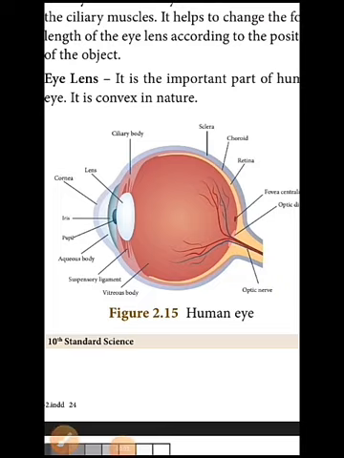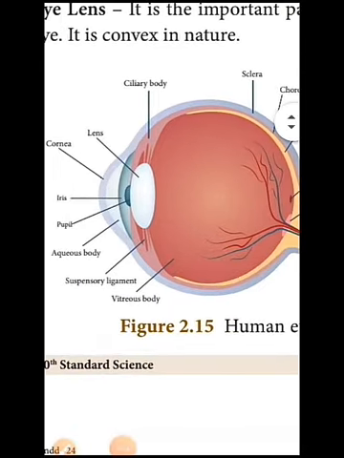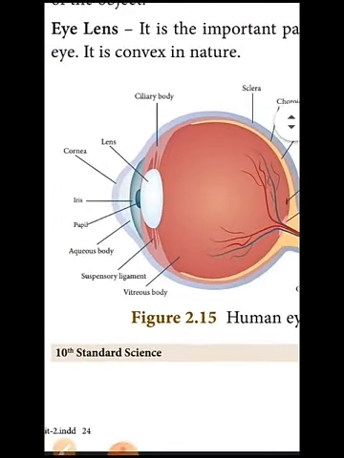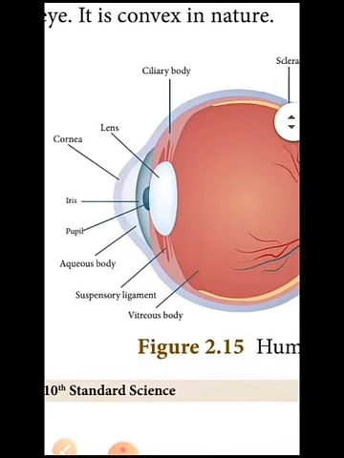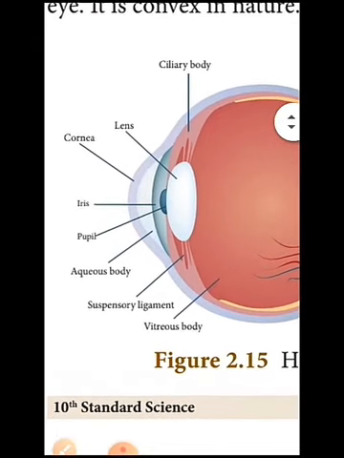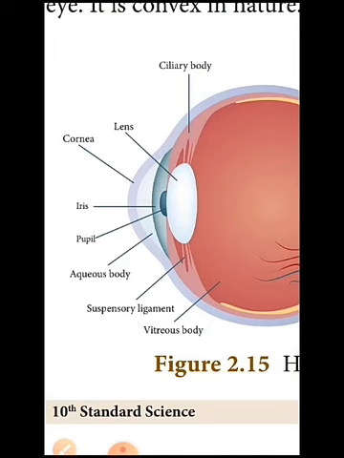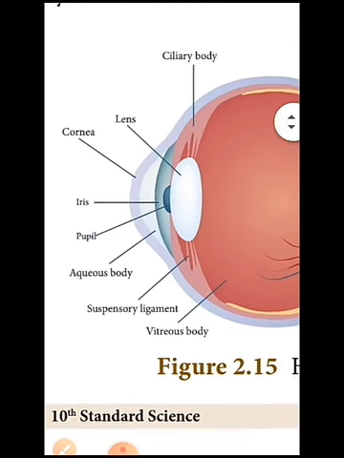Now I am going to teach about the cornea. See this picture, where the cornea is located: in front of the eyeball. The cornea is a thin and transparent layer.